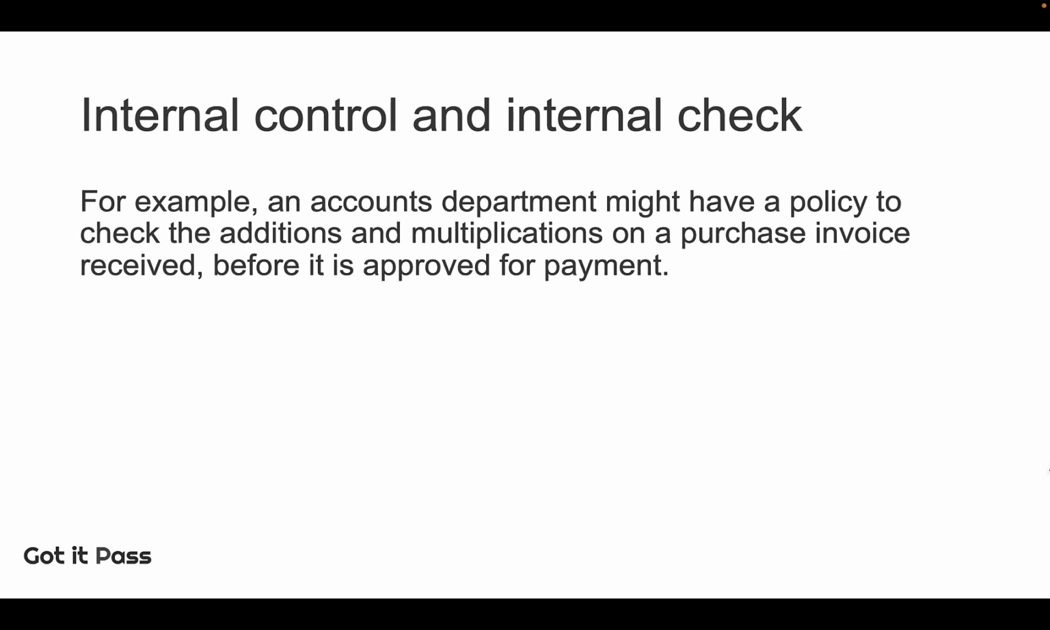Here is an example. An accounts department may have a policy to check the additions and multiplications on a purchase invoice received before it is approved for payment. This control would help to ensure that the correct amounts are paid to the organization's suppliers, and it would improve the reliability of the amounts reported as purchases. So here is one example of internal control.